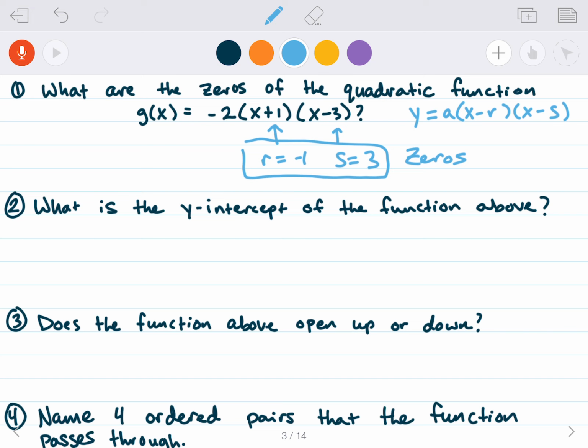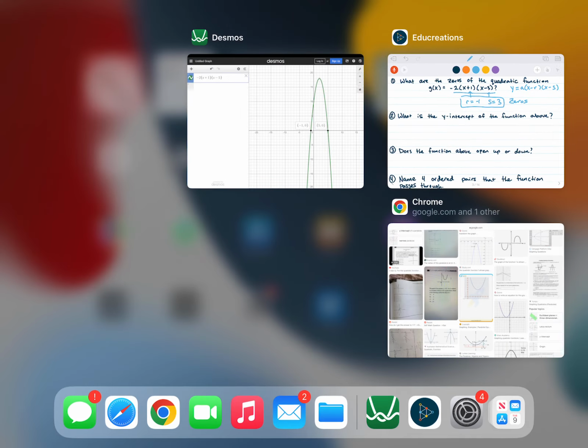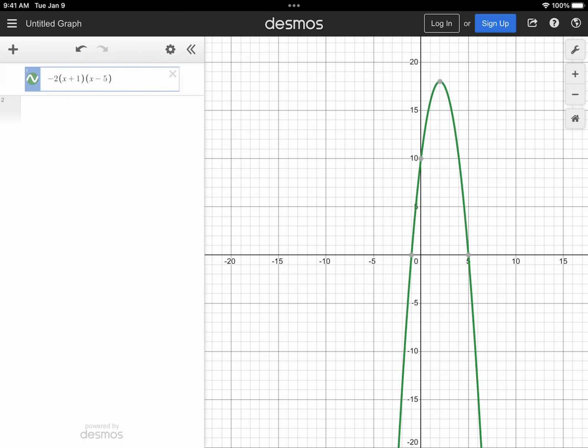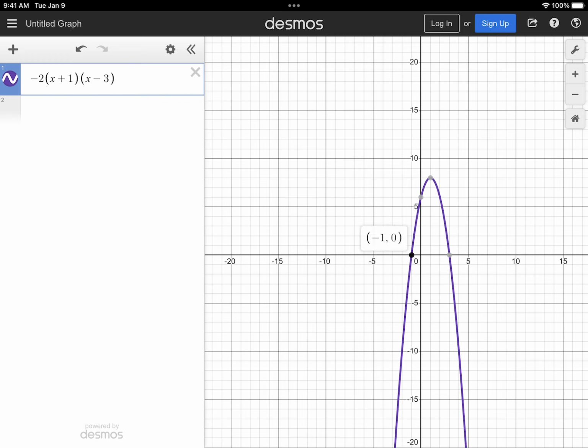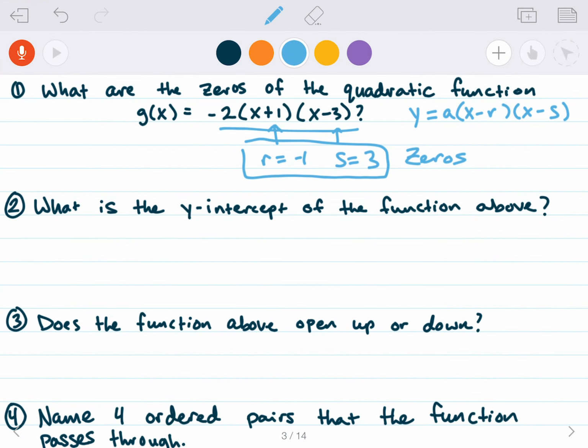Just a reminder, we can always confirm this suspicion with Desmos. So if we put this function in Desmos, negative 2 times x plus 1 times x minus 3, and we click on the x-intercepts, or the zeros, we can indeed see that our first zero is at negative 1 and our second zero is at 3, just like we got here.